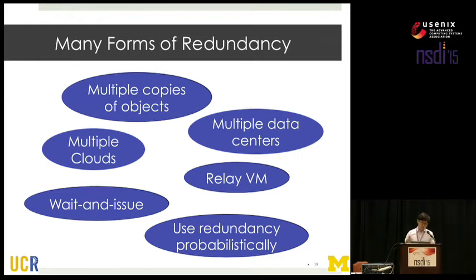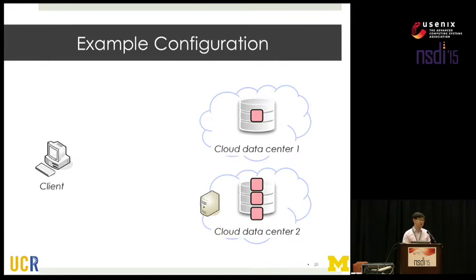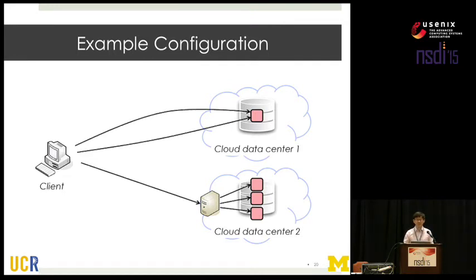For example, an application can choose to use multiple data centers, using a single copy in one data center and using multiple copies in another data center. And the different combinations of these forms of redundancy will have different implications on reducing tail latency, as well as different implications on cost. So ideally, we want to find the configuration that can satisfy application requirements with only minimum additional cost.